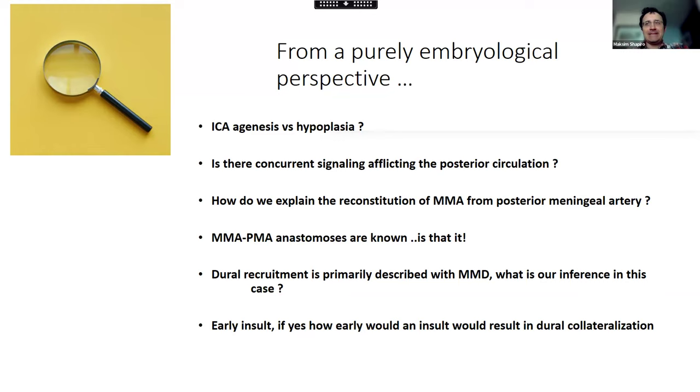Yes, for sure. There's a comment from Nishant saying this is not a true rete, early ICA insult.